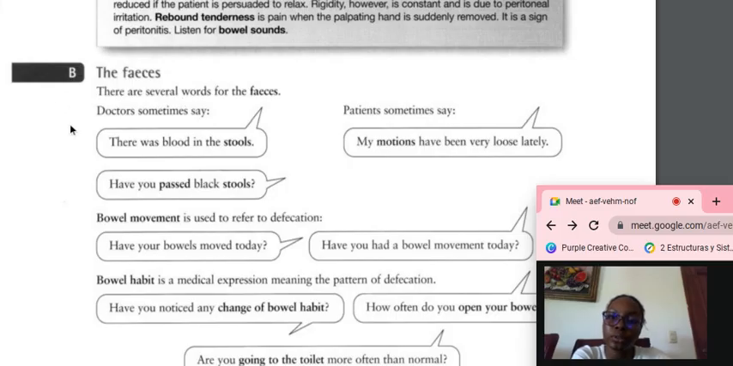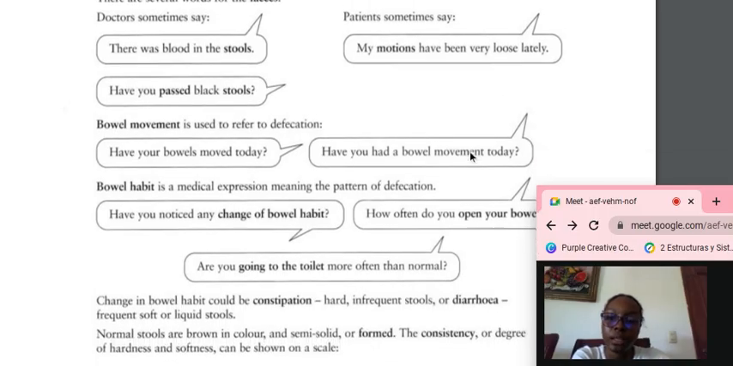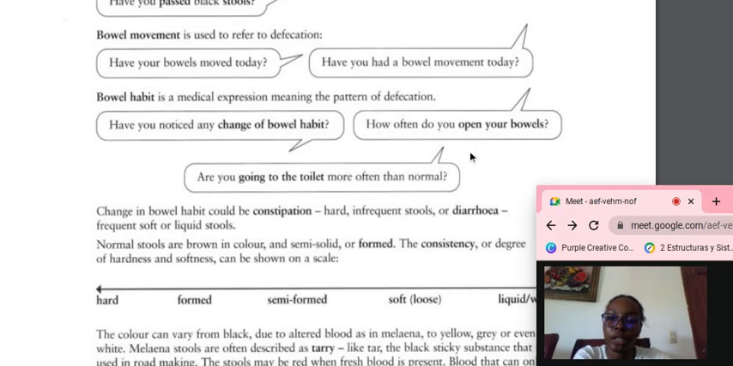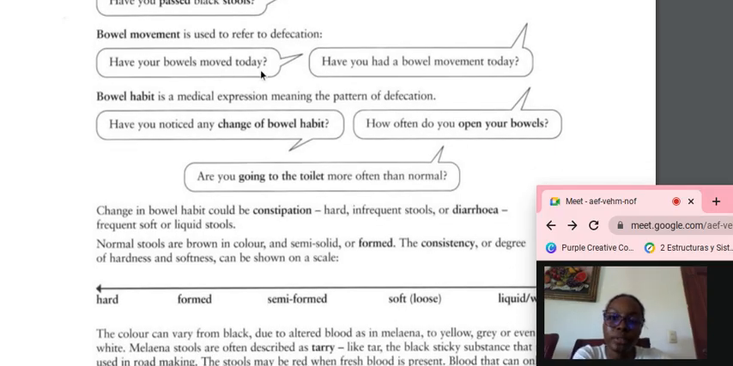The faeces. There are several words for the faeces. Doctors sometimes say there was blood in the stools. Have you passed black stools? Patients sometimes say my motions have been very loose lately. Bowel movement is used to refer to defecation. Have your bowels moved today? Have you had a bowel movement today?